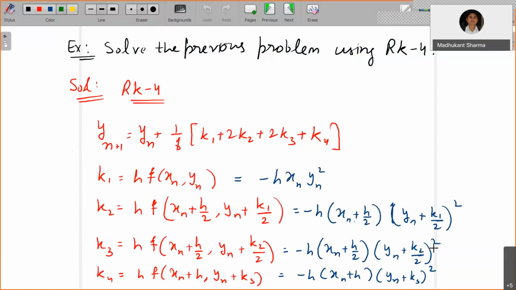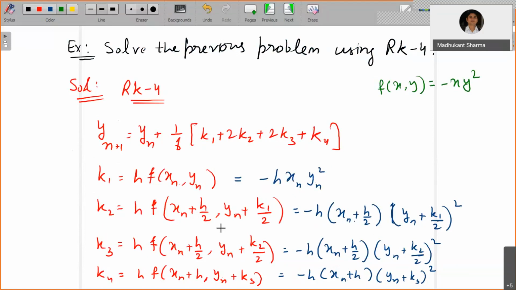Okay, so we are just fitting all the things carefully here. So y(n+1) equals y(n) plus 1 by 6 times this expression here. So what are those k1, k2, k3, k4? They are similarly copied from the previous slide. Now, note that in the problem, f of x comma y was minus x times y square. Now replace f of (xn, yn) by xn yn square.